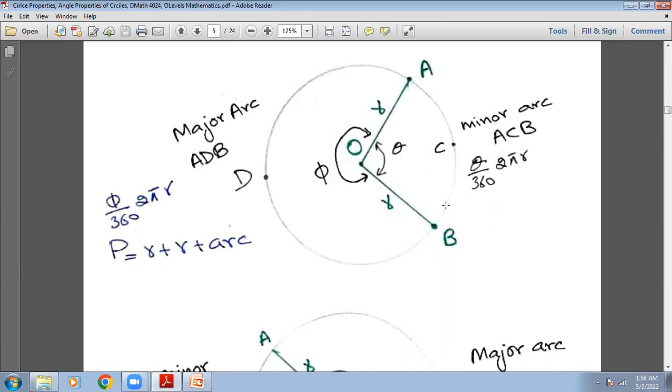If you want to find out the arc length ACB, the formula will be theta by 360 times 2 pi r. If you want to find out the arc length ADB, which is the major sector's arc, maybe call it the major arc also, it is phi by 360 times 2 pi r. If you want to find out the perimeter of this sector, the formula will be the radius plus this arc. In the same way, the perimeter of this big major sector will be radius plus its arc.